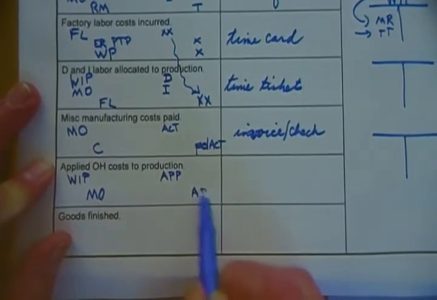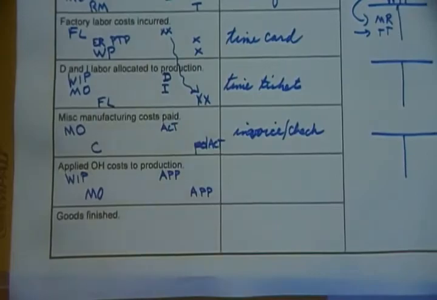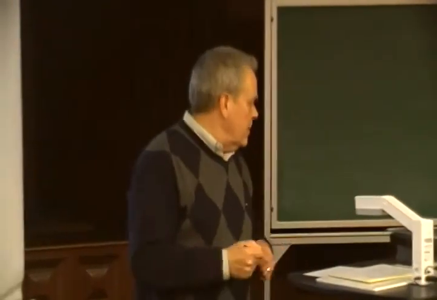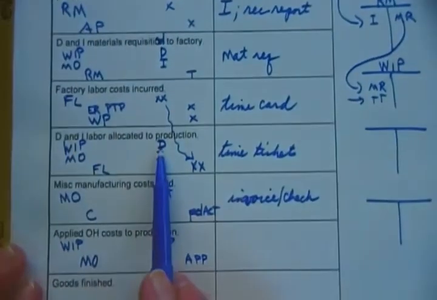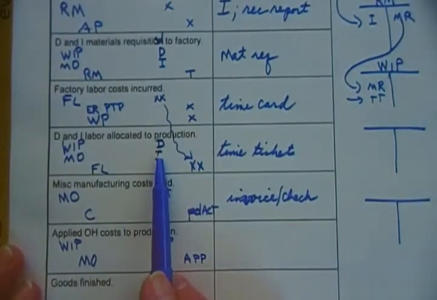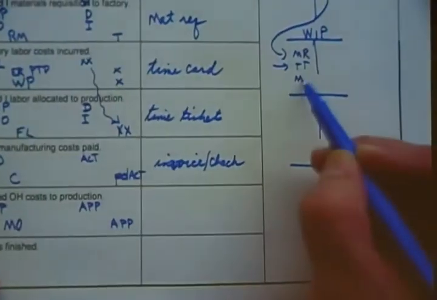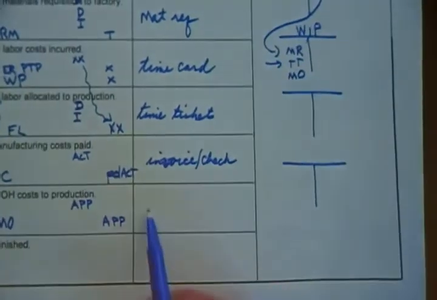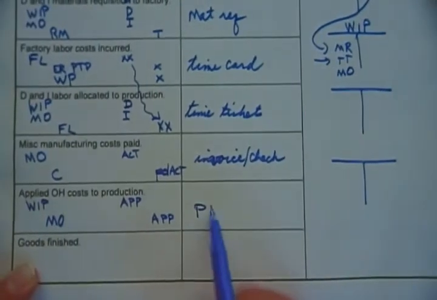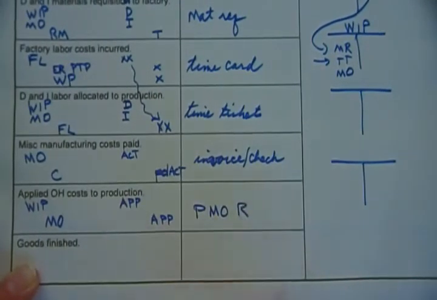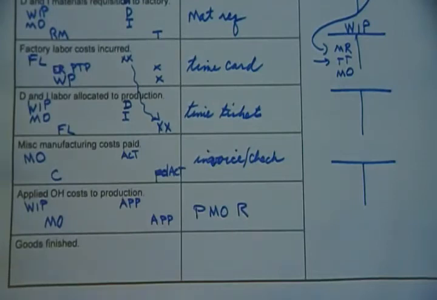This is the estimate. If you based it on machine hours, you've got to go find machine hours and multiply it by the rate. If you based it on direct labor, then you're going to have to go someplace else and find out how much was direct labor and multiply it by some rate that you've determined. This is debit work in process, credit manufacturing overhead, based on that list over there, the predetermined manufacturing overhead rate. Yes or no? Yes. Go with me or not?